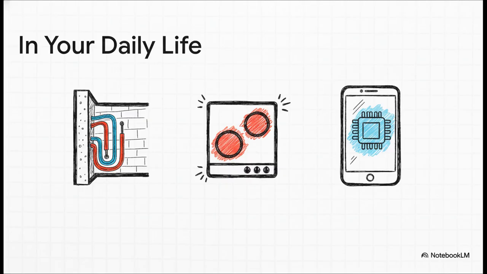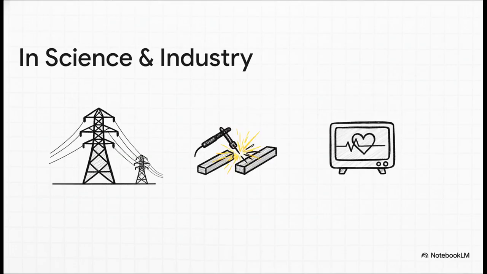These rules are the reason the wires in your walls are thick enough not to catch on fire. They're why your electric stove can get hot enough to cook food. They are behind how every single tiny chip inside your phone or your computer manages electricity to do what it does. And if you zoom out, the scale is just massive. These same principles allow us to build enormous power grids that shoot electricity across hundreds of miles.